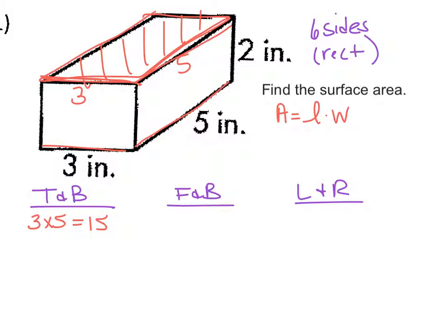But that would also be the same as the area of the bottom. So I'm going to do 15 times 2, and that's going to give me the area of the top and the bottom together, which is 30. And that would be inches squared. All right, so let's move on to front and back.